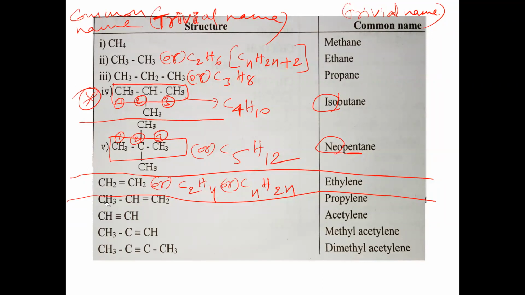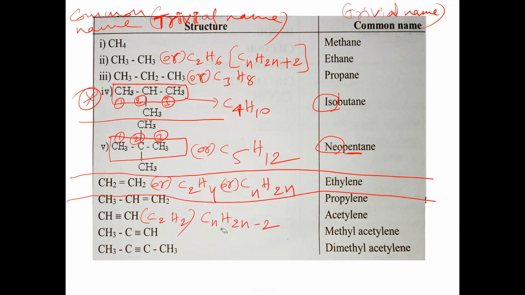And similarly, CH3 bond CH double bond CH2 has the IUPAC name propene. But here propylene is the common name, and propene is the IUPAC name. Similarly, CH triple bond CH here. So how many carbons here? C2H2. So what is the general formula here?